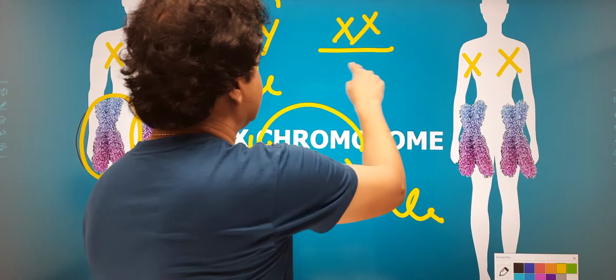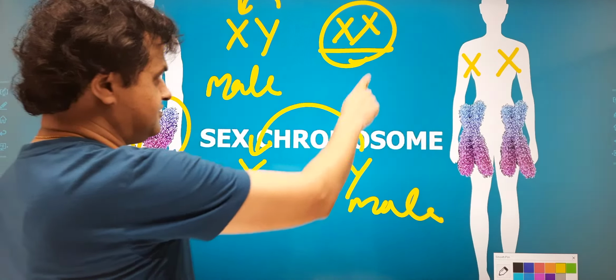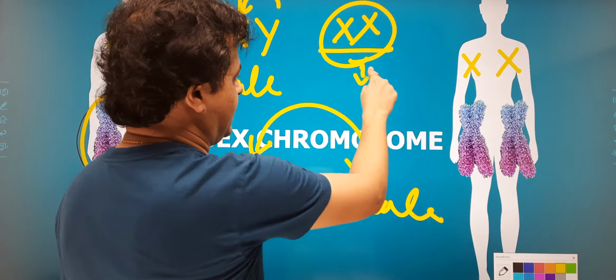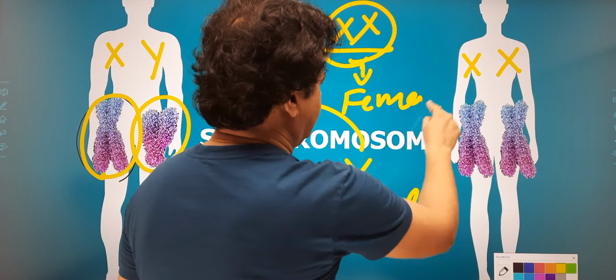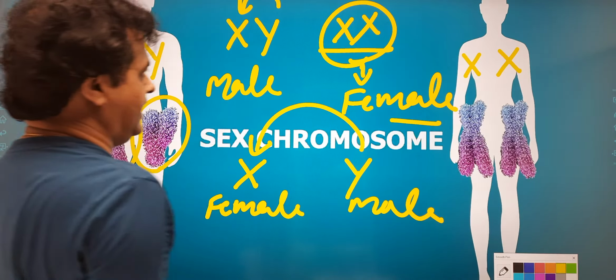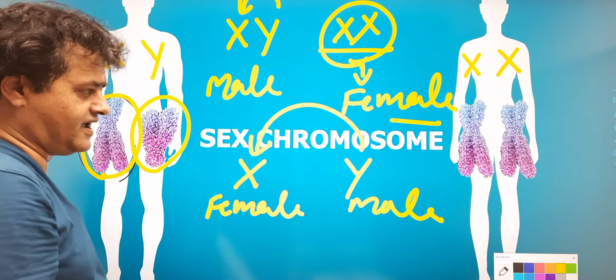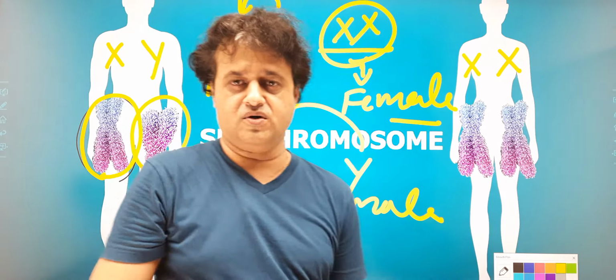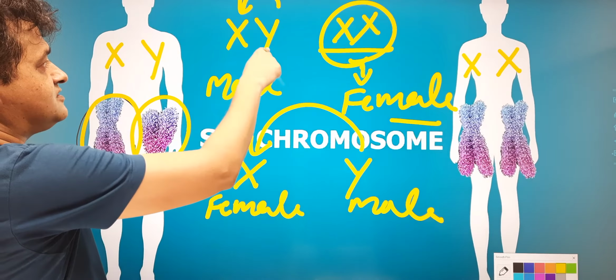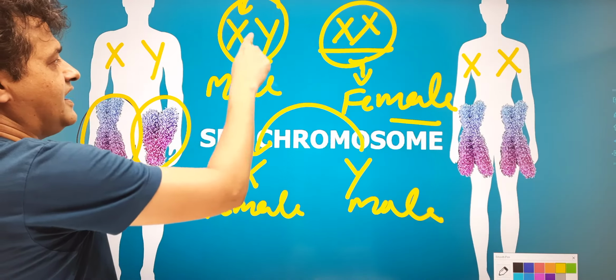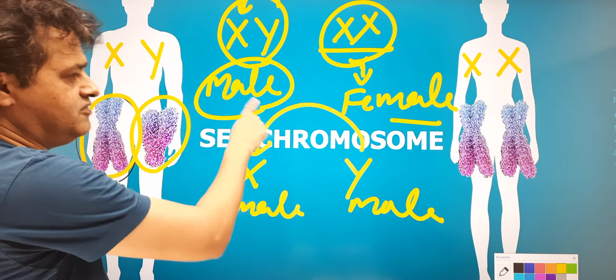In a homozygous combination, X and X, only X will be expressed, and a female child will be born. And if the combination is heterozygous or hybrid or impure, then since Y is dominant over X, only Y will express and a male child will be born.